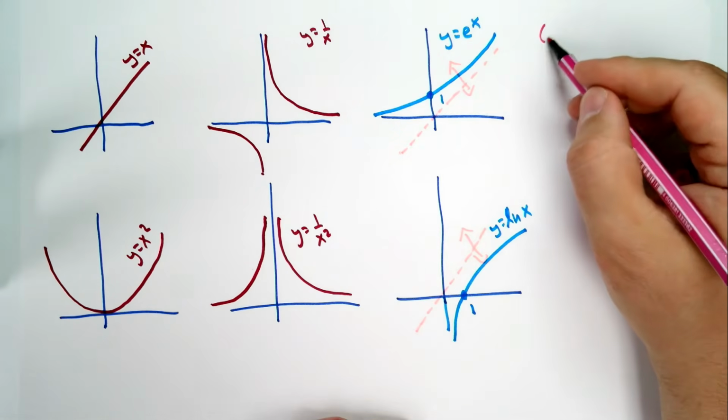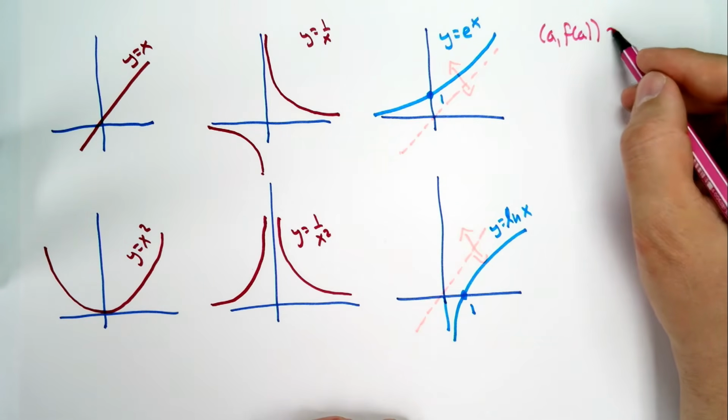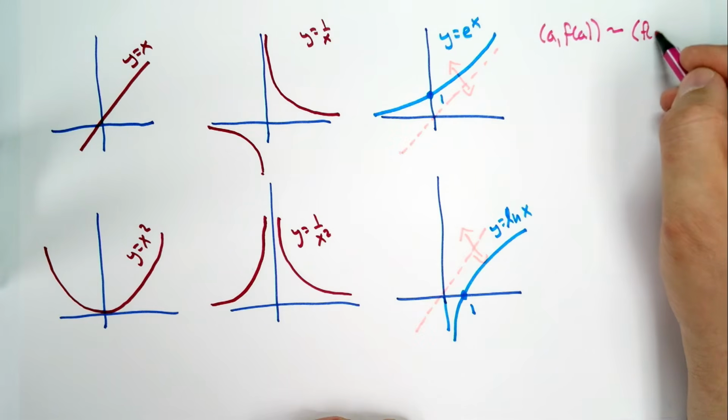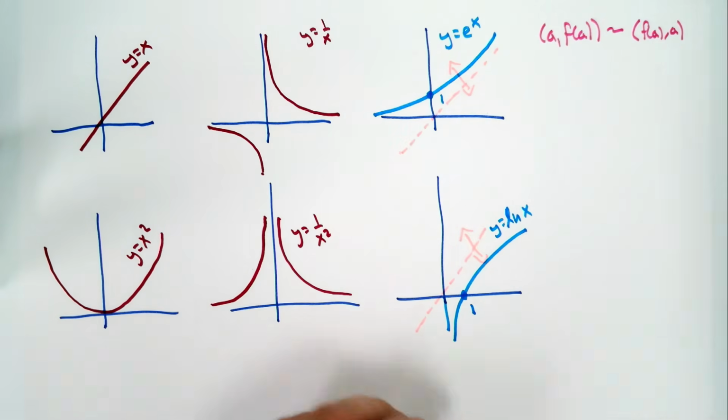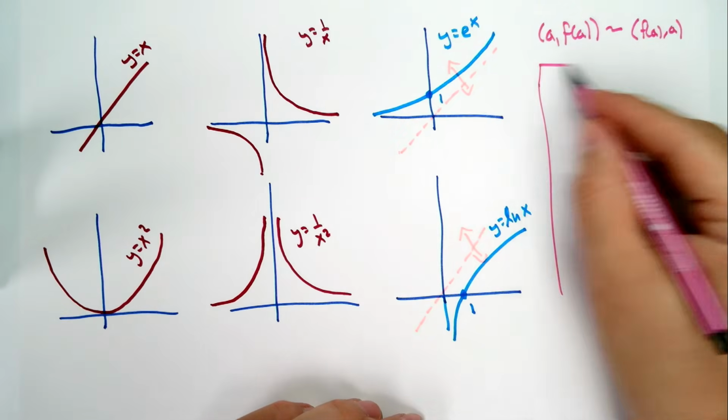So inverses, they relate by this flipping. In other words, if I'm at a point a, f of a, and I flip, then that's going to go to a point f of a, comma a. So in other words, I'm changing inputs and outputs. So that's what will happen there. All right, a couple of final notes here. Let's talk about what happens when we do some manipulations.